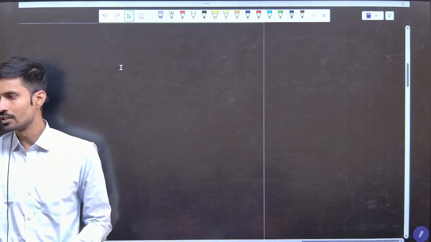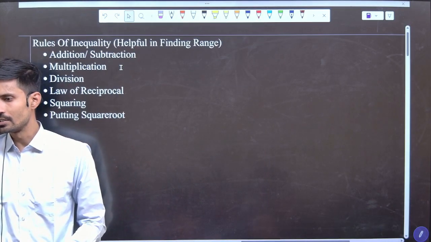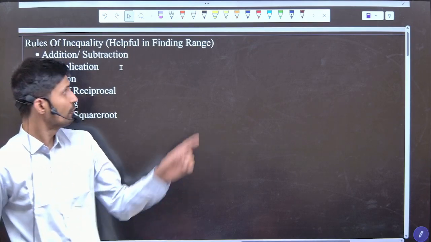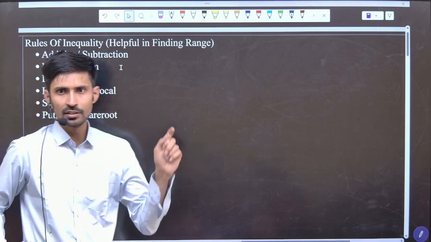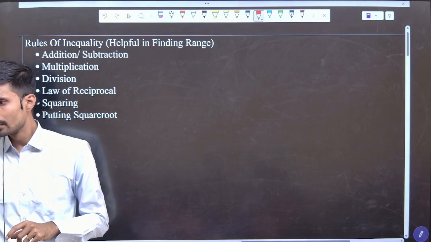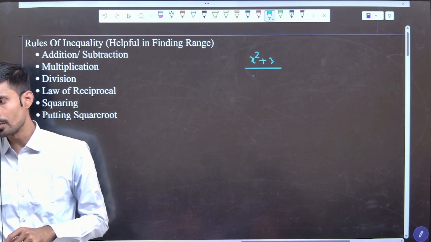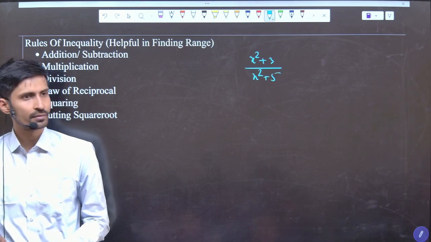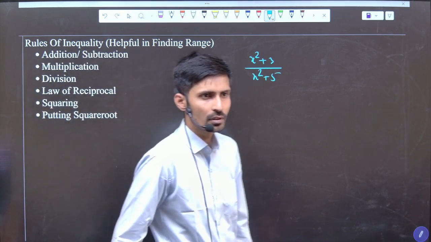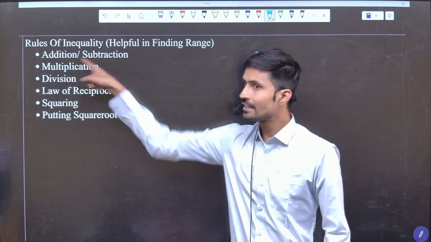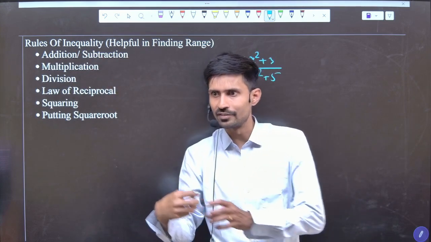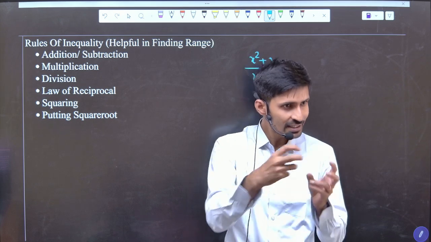Yes or no? If you don't know a small thing, this addition, do you think you can find the range of x square plus 3 upon x square plus 5? Yes, na? But this addition is very easy in itself.